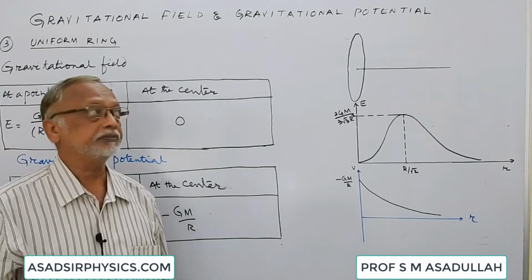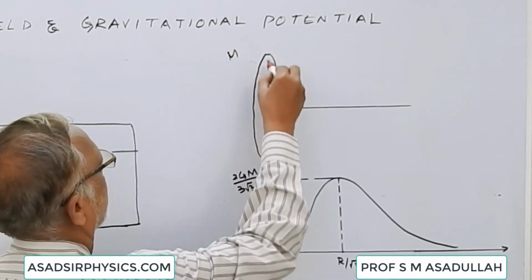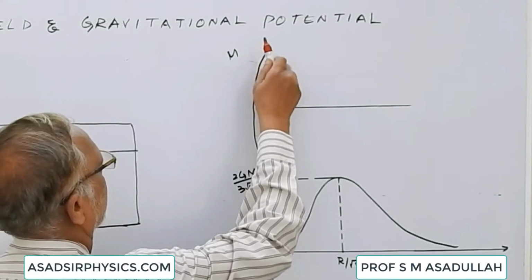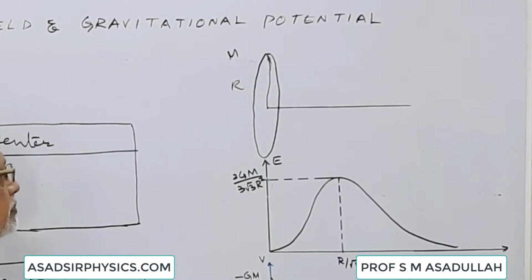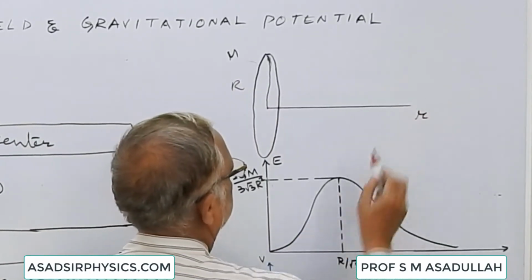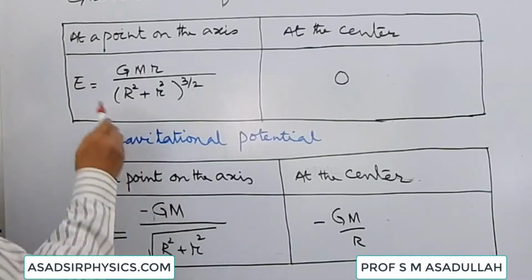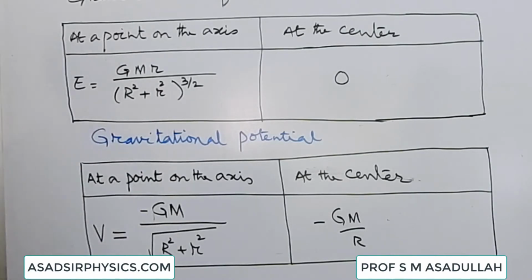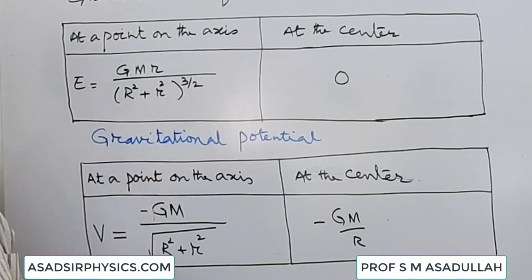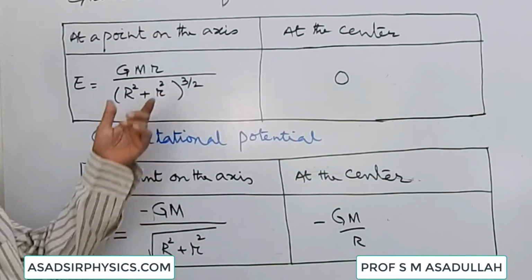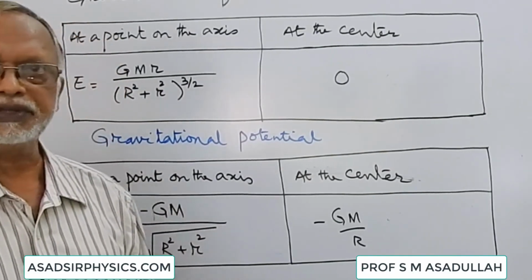Now let us consider a uniform ring of mass m and radius capital R. The gravitational field at any point at a distance r on its axis is given by the formula GMr by (capital R square plus small r square) whole to the power 3 by 2. This is for finite distances comparable with the radius of the ring.